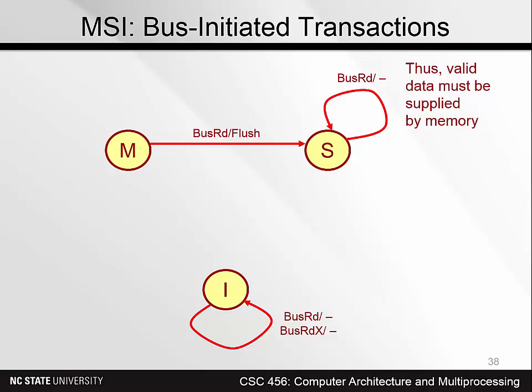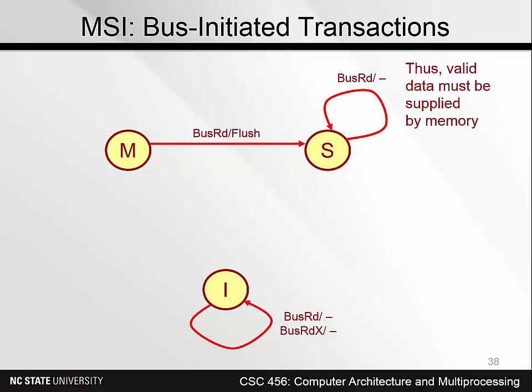However, the MSI protocol doesn't do that. If our cache has a block in state M and another processor reads the data, we see that as a bus read coming in over the bus. In this case, our cache does need to take action. It changes its state to S, flushes the block to memory, and the other processor can pick up the block as it goes across the bus.